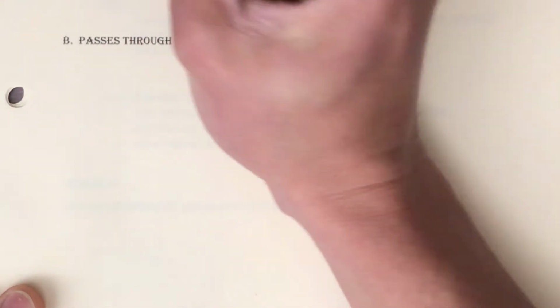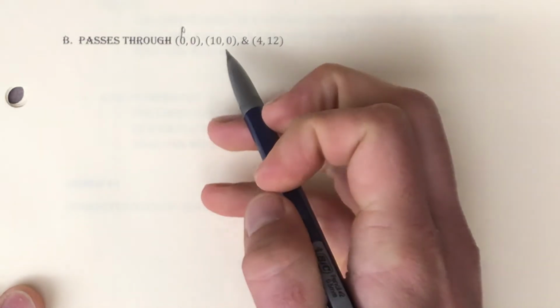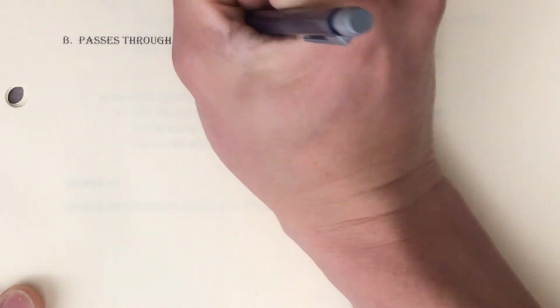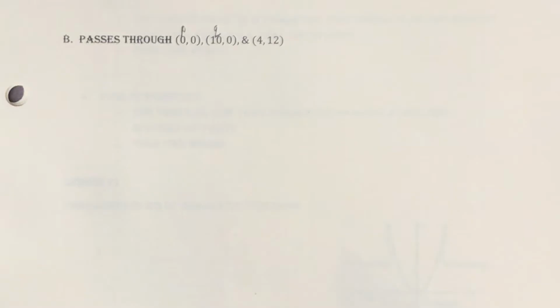So first thing I want to do, identify my p and my q. So where are my x-intercepts? Well, I've got (0, 0). This has a y of 0. So my first one is 0 for p. Then I've got (10, 0). There's another y of 0. So that means q is 10.